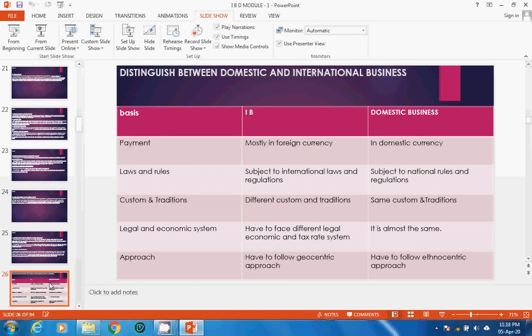Customs and traditions. International business firms face different customs and different traditions because they have business operations in different foreign economies. But customs and traditions are almost similar in the different parts of the country. Legal and economic system. International business has to face different legal, economic and tax systems, but in domestic business we find almost the same legal systems and tax systems, like the GST that we have adopted recently. Approach. International business firms follow a geocentric approach, but domestic business houses follow an ethnocentric approach.